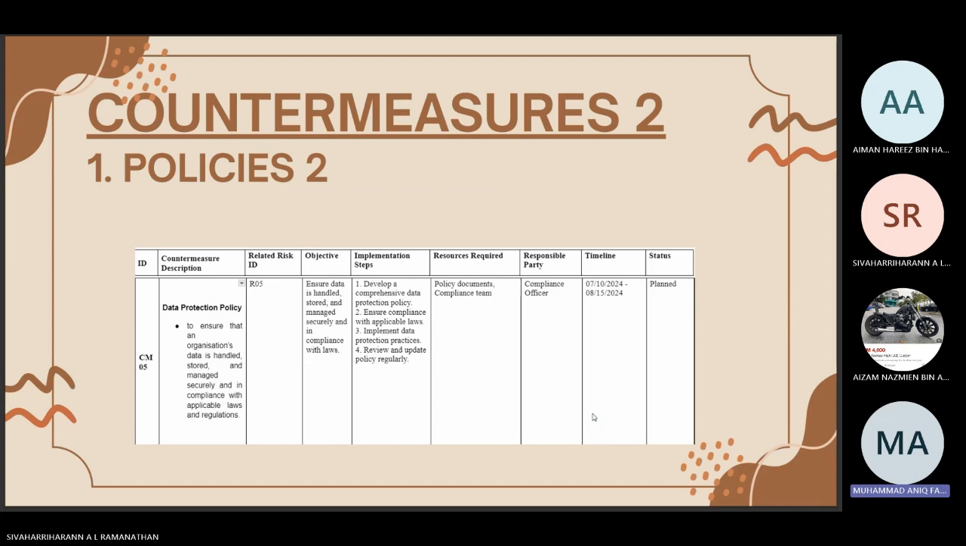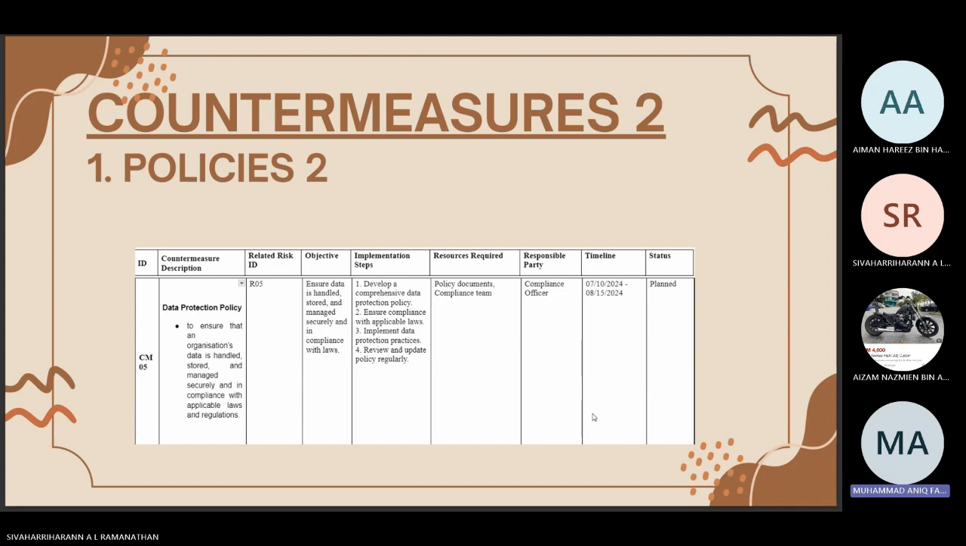So we are going to countermeasure. This is our policies number 2, data protection policy. Data protection policy ensures that an organization's data is managed securely and in compliance with applicable laws and regulations. The related risk ID is RO5, which addresses insider threat and the risk of improper data handling.